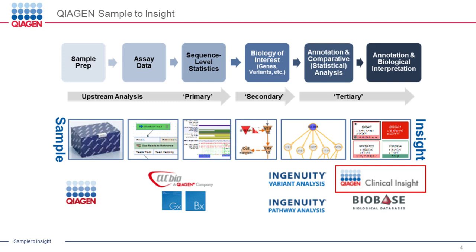So today, we're really focusing, as you can see at the end of the pipeline with the red box around it, on the tertiary analysis or interpretation. But just to put things in context, the goal of Qiagen is to take you from sample to insight, where we offer a variety of DNA and RNA extraction kits, as well as library preparation kits to prepare you to perform your next generation sequencing.